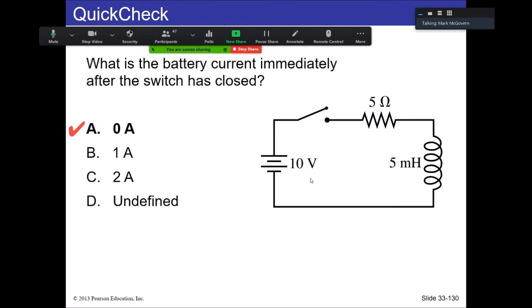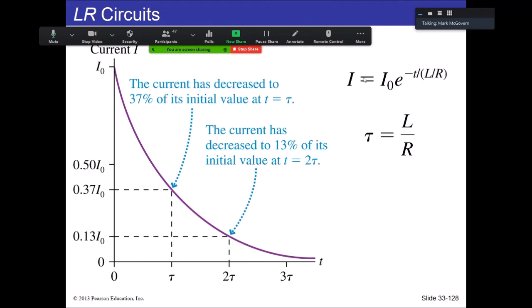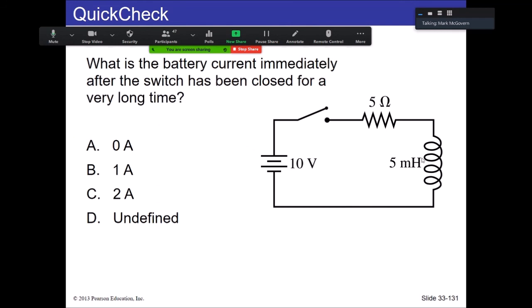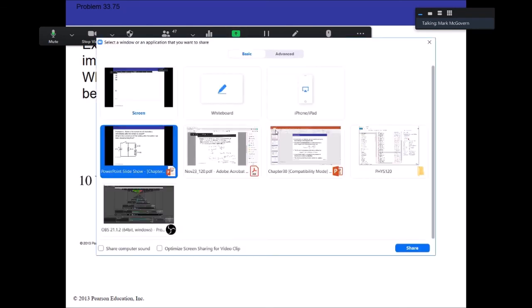Okay, how is it going to build there? Well, it's dictated by this decay function with that time constant. What is the battery current after the switch has been closed for a very long time? The answer here is C. Again, I just explicitly explained earlier that this inductor just becomes a wire once the current is steady. Excellent. All right, one last problem here.